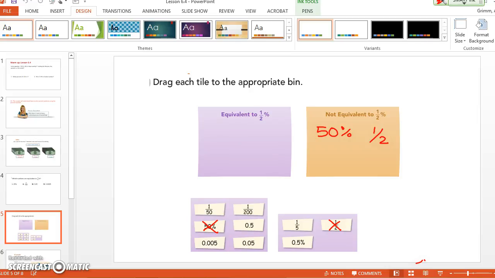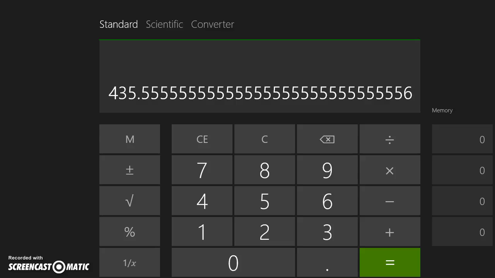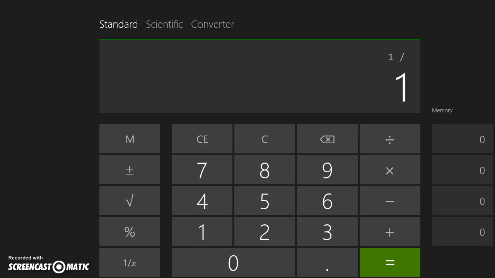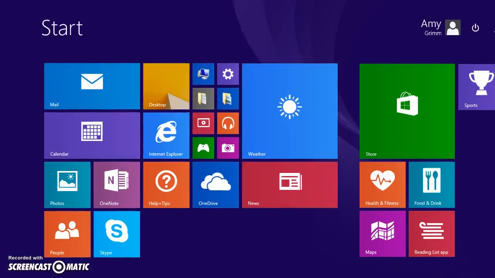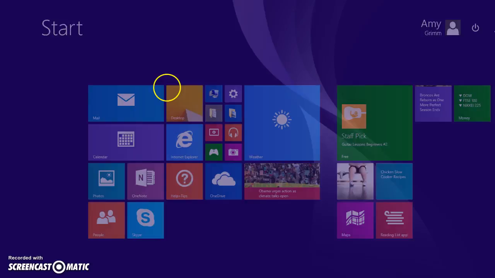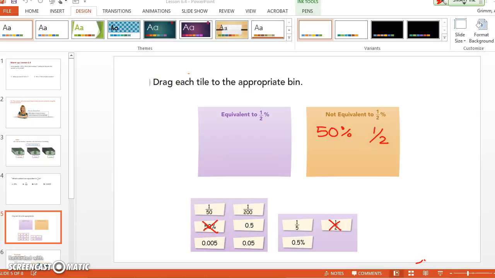Okay, so you got to know what is 1/50. Should we check that? Okay, so 1 divided by 50 is 0.02. Does anybody know what that would be as a percent? That would be 2%. Very good, that's exactly what I was going to ask. That would be 2%, so that is not equivalent.